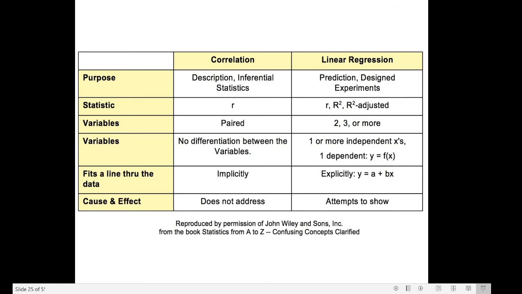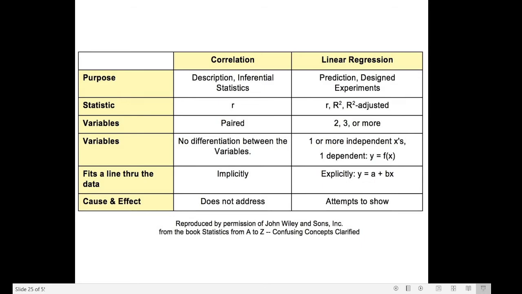Linear regression helps with prediction and designing the experiment. Using this, we can use the linear regression values. We can do the Plackett-Burman method and response surface methodology. All these experiments happen in the life sciences.